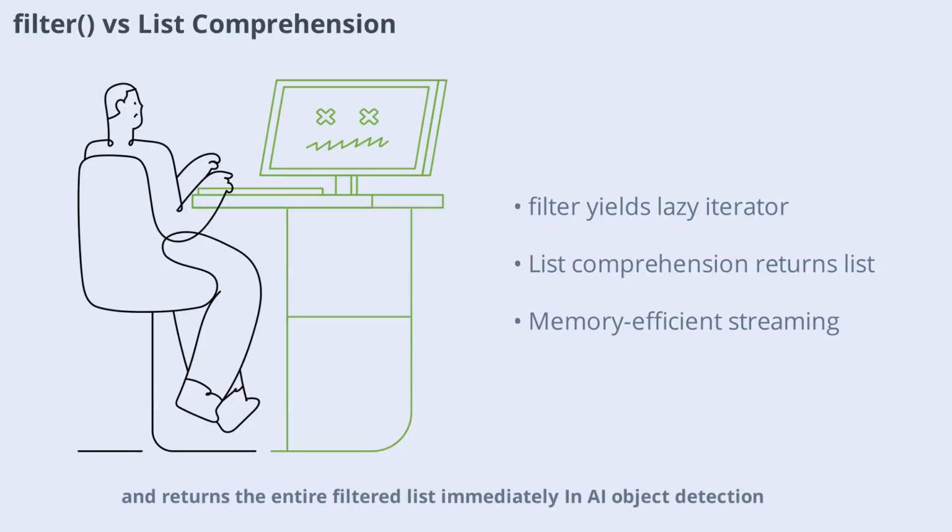In AI object detection, filter is useful for streaming high-confidence bounding boxes without loading all results into memory. Choosing between filter and list comprehension depends on memory constraints and processing needs in your pipeline.